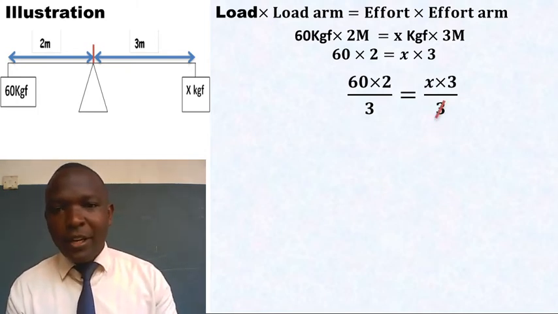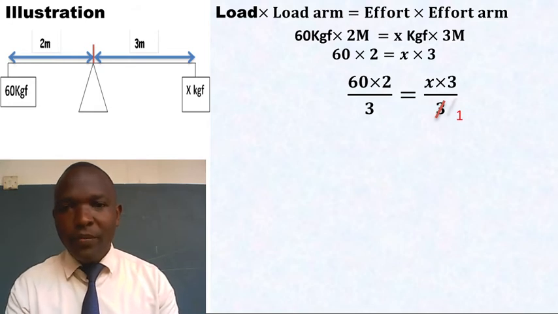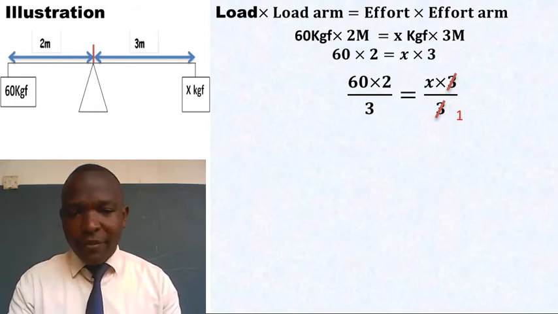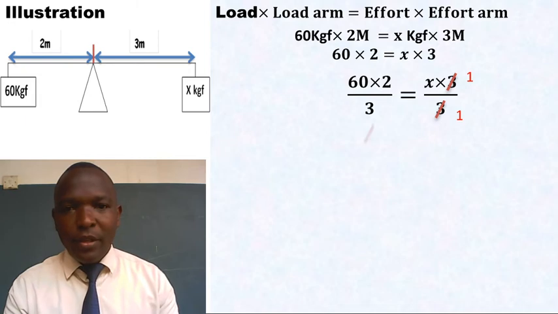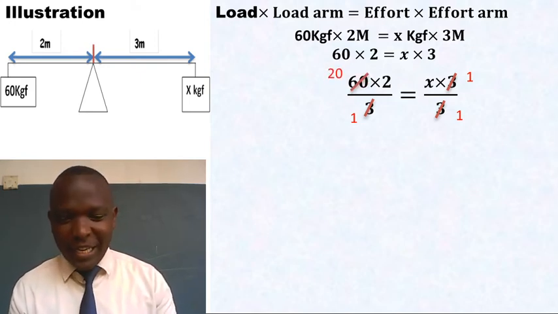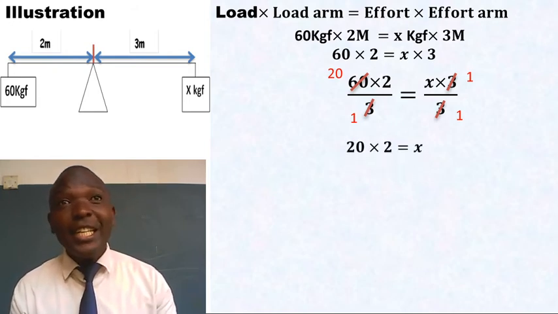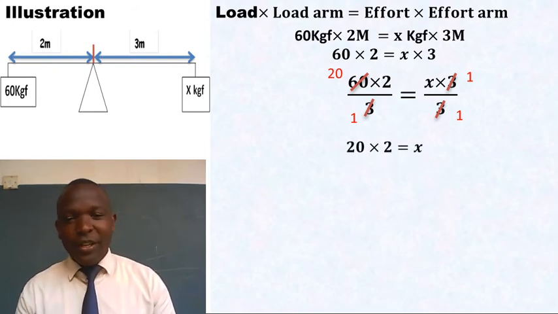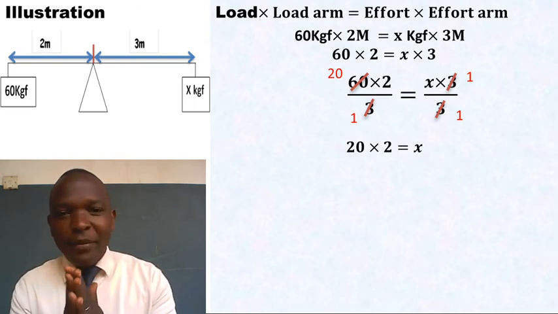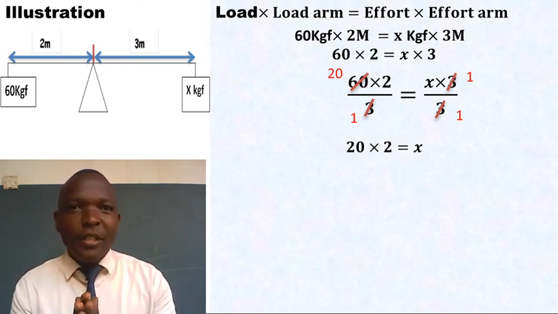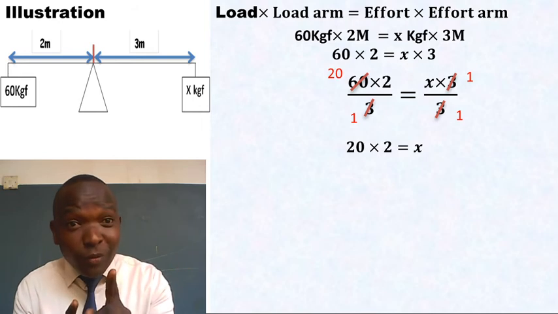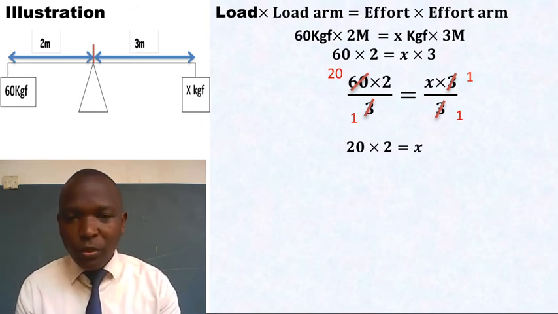So we want to find the value of x, divide both sides by 3. So we have by 3, 1, by 3, 1. On this side we have by 3, 1, and also 60 by 3. What do we get there? 60 by 3, that's 20. Now, we have x equals 20 times 2. Who's calculating that number? Don't hurry. Go slow. Okay, so 20 times 2, what do we get?